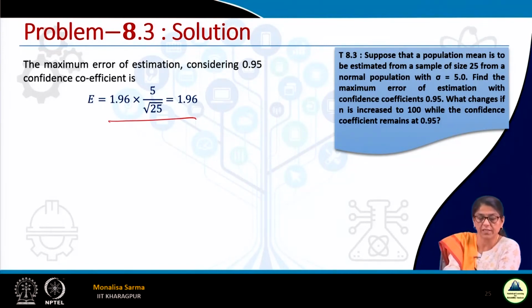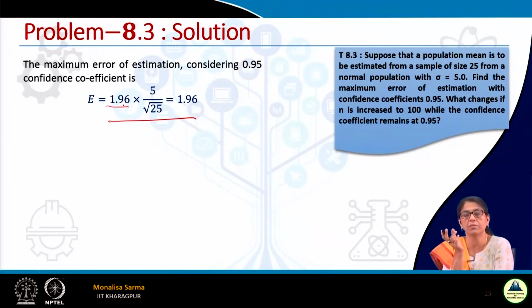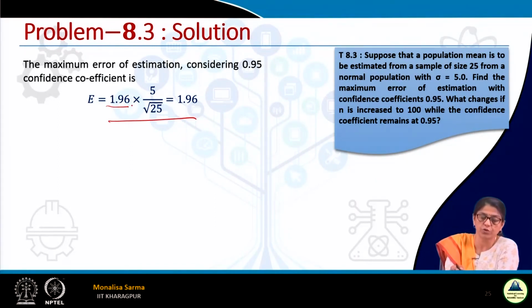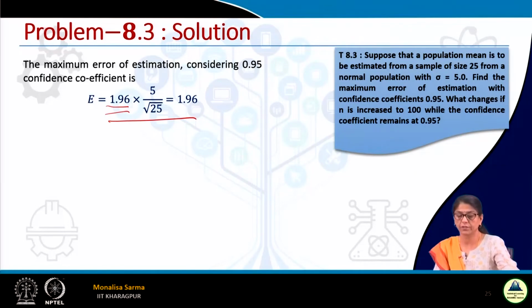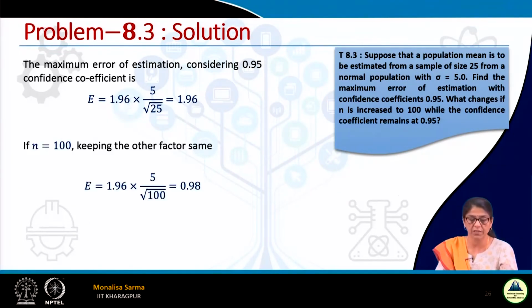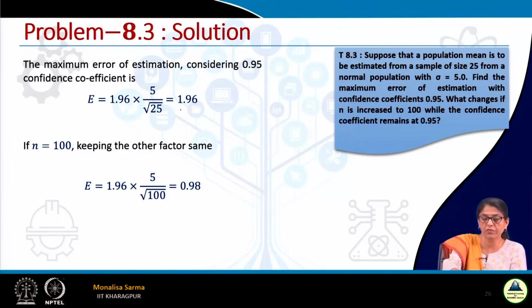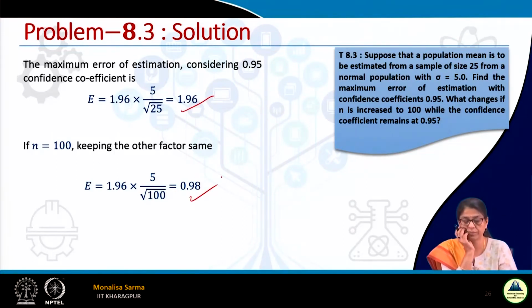E is nothing but Z alpha by 2 into sigma by root n. The confidence coefficient is 0.95, which means 5% is the significance level, so alpha by 2 is 0.025, and the corresponding value is 1.96. So this is the E value for the sample size of 25. Now if we take a sample size of 100, the width was 1.96 and now it has become 0.98. Our width has reduced, which means our precision has increased.